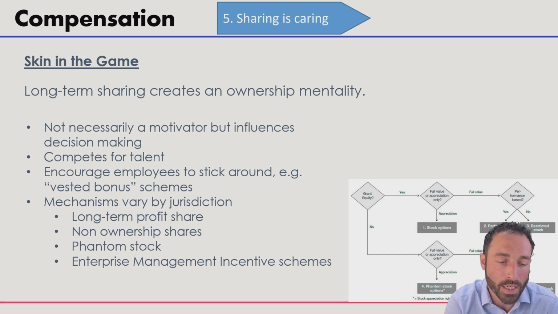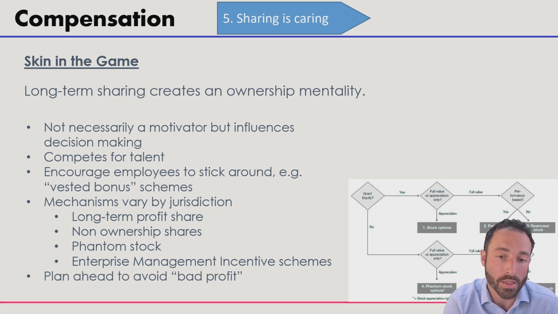And the key thing here is to plan ahead, to think in the long term. Something that can be demotivating about these schemes is if you bring everyone in on a profit sharing scheme, but there's a possibility that you may not have profit. And what you also want to avoid is bad profit. So you want to set up a scheme in such a way that doesn't cause people to generate profit for the business that might benefit them, but could deteriorate the experience for your customers.